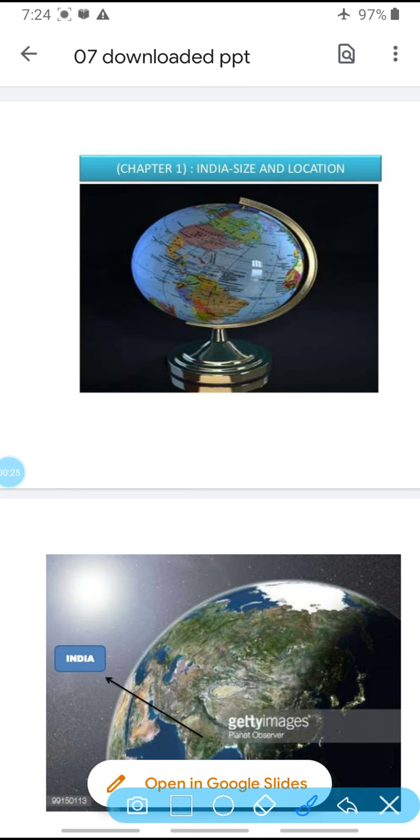So the first thing given here is the globe. What is this? This is a globe. What do we mean by this? This is the true shape of the earth. True shape means our earth is like this.